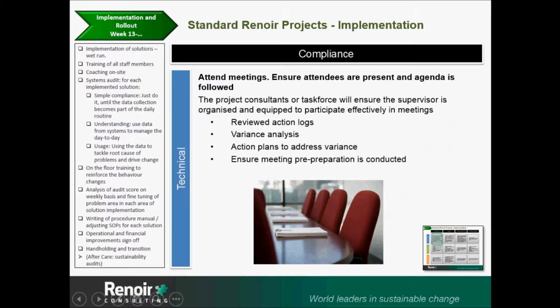Attend meetings. Ensure attendees are present and that the agenda is followed. The project consultants or task force will ensure that the supervisor is organized and equipped to participate effectively in meetings. This will include reviewed action logs, variance analysis, action plans to address variance, and ensuring that all meeting pre-preparation is conducted.